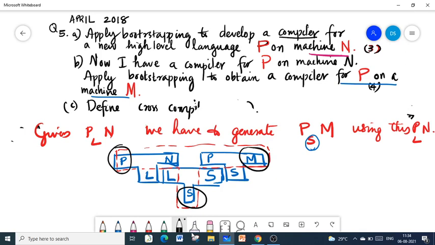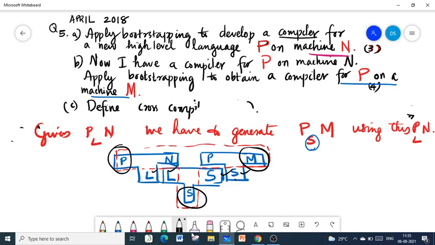So how is this procedure done? Here L is the implementation language of the first compiler, so that should be the same as the source language of the compiler I am taking. And at the same time the target code here will be the same as the target language of the third compiler I have to take. So these two will be the same, and these two will be the same. This is the compiler you obtain after applying bootstrapping on the given machine.